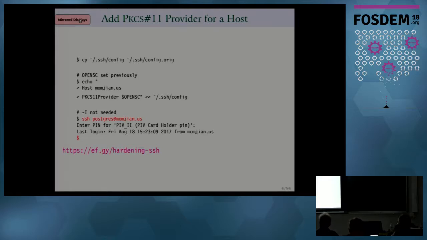Here's a little more sophisticated example where I'm actually configuring SSH. I have a little script here with a host name and a provider, and I'm setting that up in the SSH config file. Now if I do that, I don't need to prompt for this OpenSC anymore. I've now registered OpenSC in SSH config, and therefore I can just type SSH, the name of the person I want to become or the host I want to go to. I get prompted for the PIN, and boom, I am actually there. And of course, there is a URL there if you're interested.